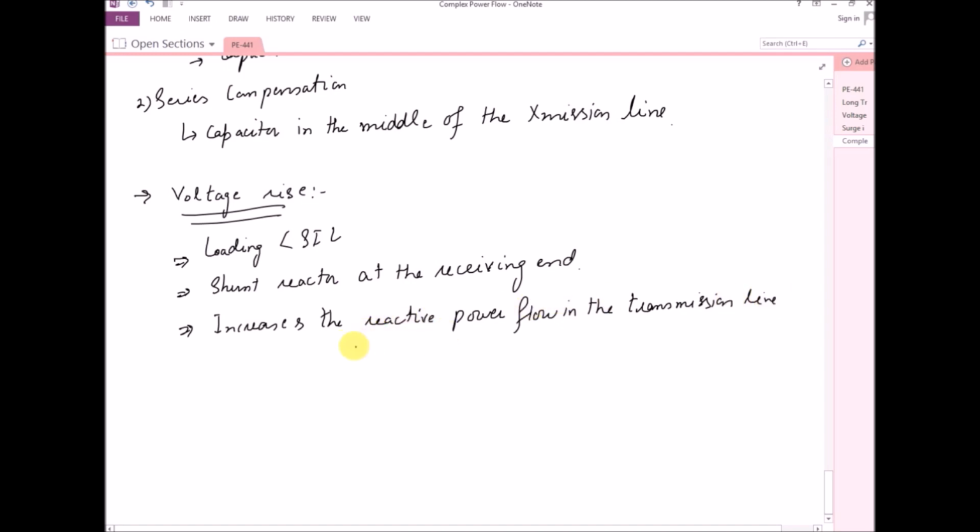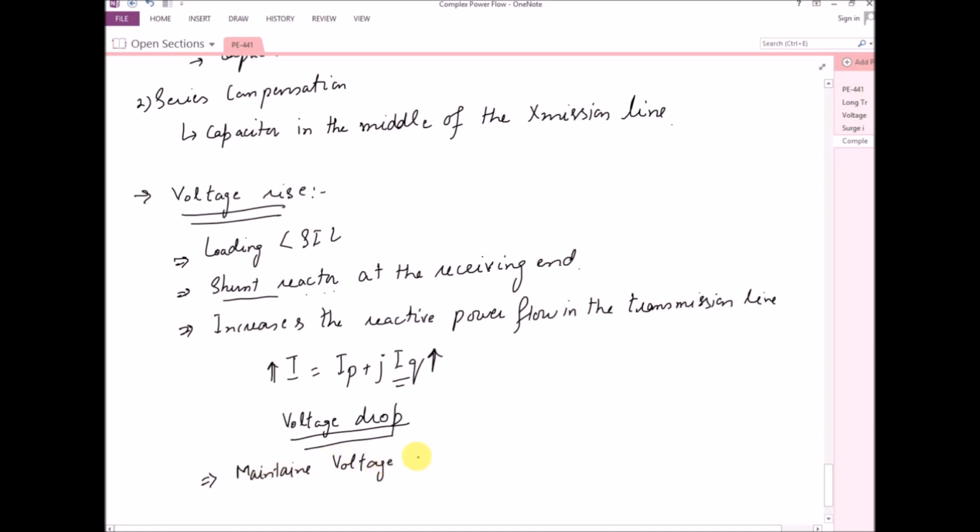And what does it mean that the reactive power flow is increased? The current flowing from the sending end towards the receiving end has actually two parts. One is the real part, and then we have a reactive part. So if you attach a shunt reactor at the receiving end, this IQ will increase, right? Because you need more reactive power at the receiving end, the current will increase. If the current is increasing, the voltage drop across the series impedance will increase. So the receiving end voltage, which was higher than the sending end voltage, will come closer to the nominal value, the straight line profile. So it will maintain the voltage profile by reducing the voltage at the receiving end. So this was the voltage rise case.